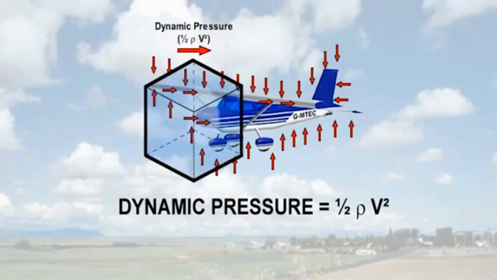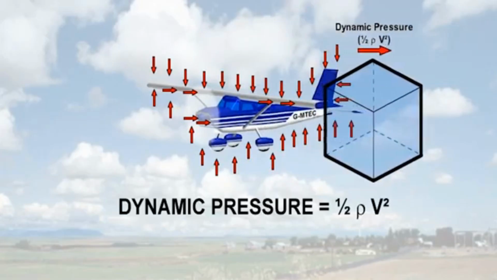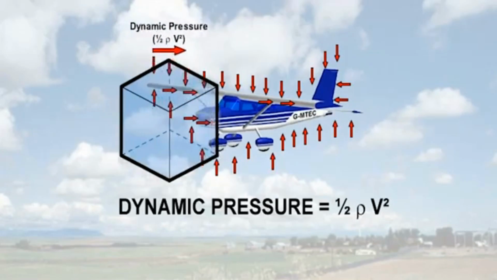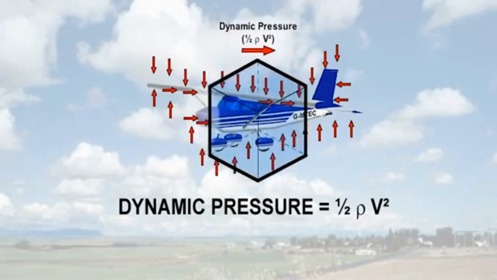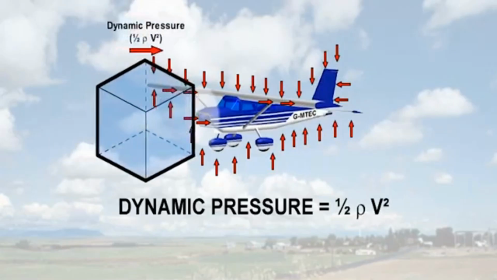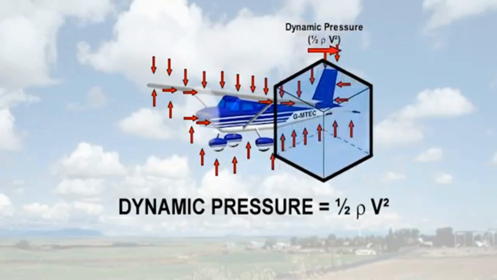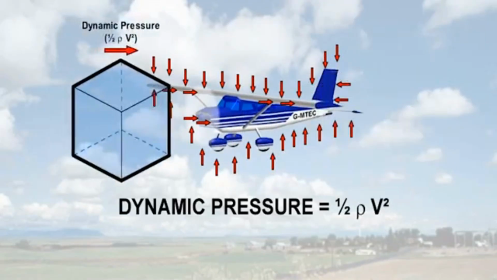Previously we used the formula dynamic pressure equals a half rho v squared. From this we can see that dynamic pressure depends not only on the speed of the aircraft, but also on the air density, rho. This density varies with temperature and pressure and thus with altitude.